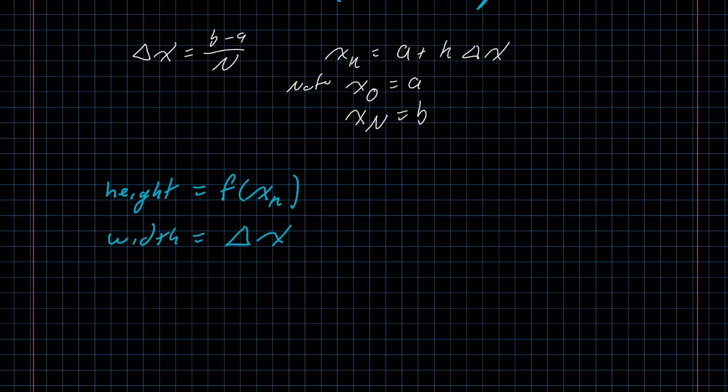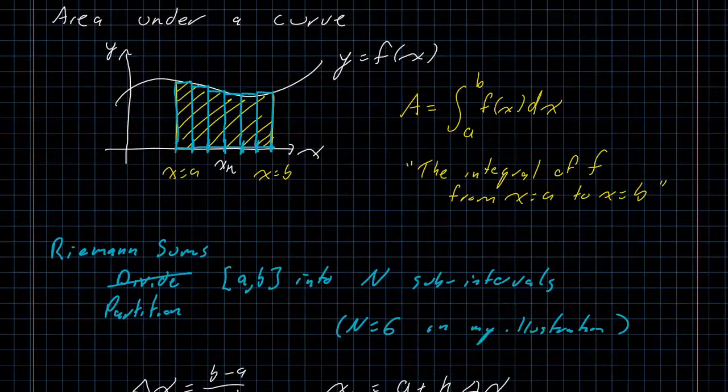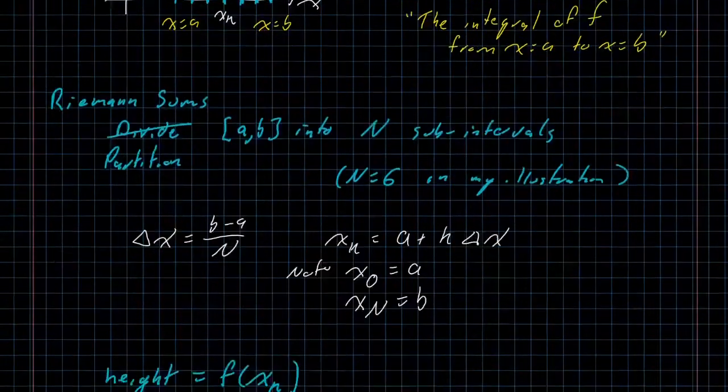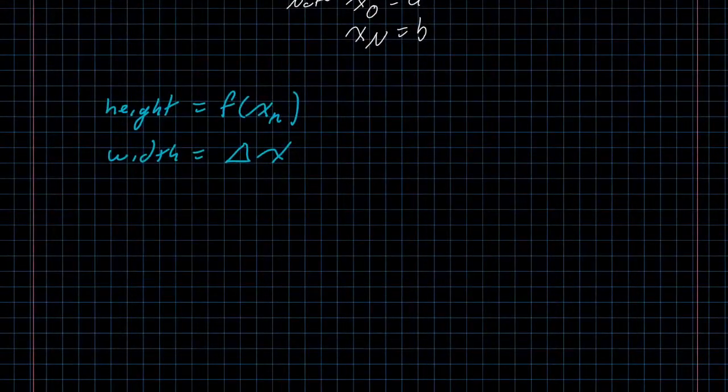The width I already said was delta x, but let's go back and look at that picture one more time. Right? The height is determined on the right-hand side. The width, the distance between one of these, we took the entire distance across and we divided it by the number of pieces, and that gave us the distance of each one of these. And if you multiply that width times that height, you get an area. So the area of the kth rectangle that we've drawn is f of xk times delta x.